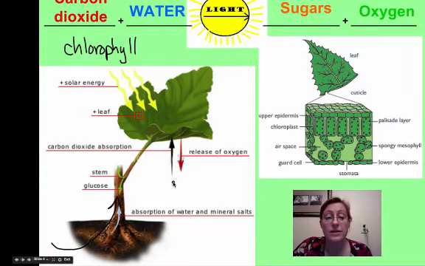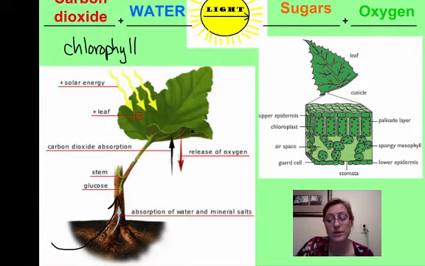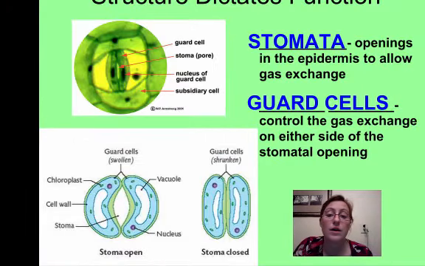The gases, carbon dioxide entering and oxygen exiting, are going to move through very special openings. They're sort of like pores in the leaf surface. And then, of course, we have the formation of the glucose, which is happening deep within any of these cells, and then that's going to move all throughout the plant. So let's take a look at how certain structures of a plant help to dictate their function. First of all, we're going to talk about stomata.